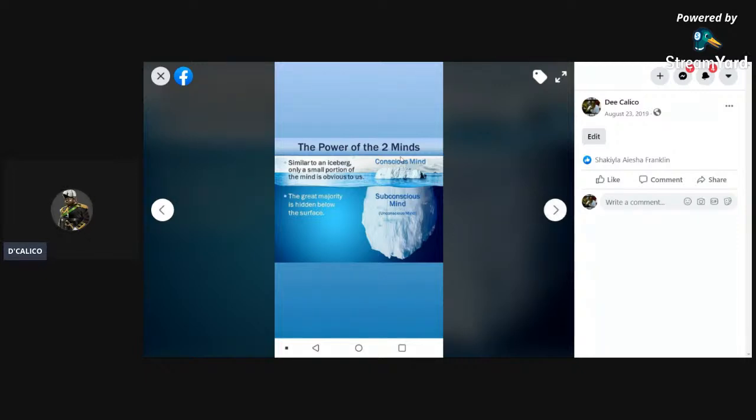the power of the two minds. Similar to an iceberg, only a small portion of the mind is obvious to us, which is what you call the conscious mind. This is all of the mind that is obvious to us. This little part sticking above the water is like saying my head is above the water. Where's my body? My body is in the water. My body is of the water. The great majority is hidden below the surface, which is the subconscious mind. For some, it's the unconscious mind.